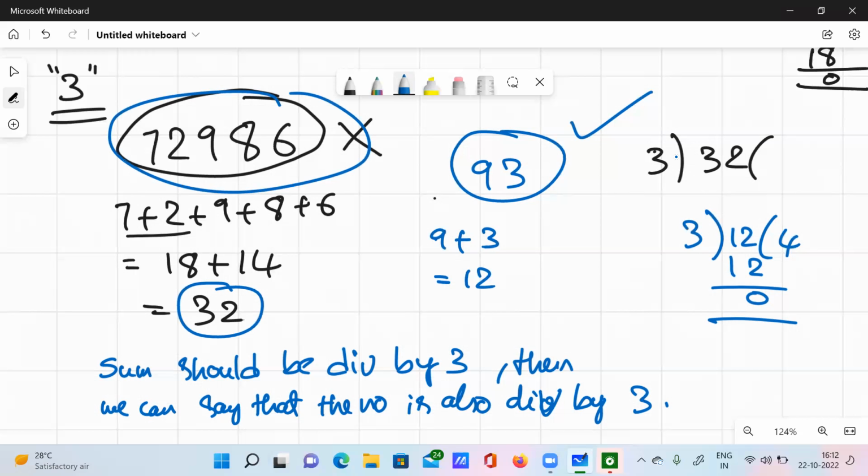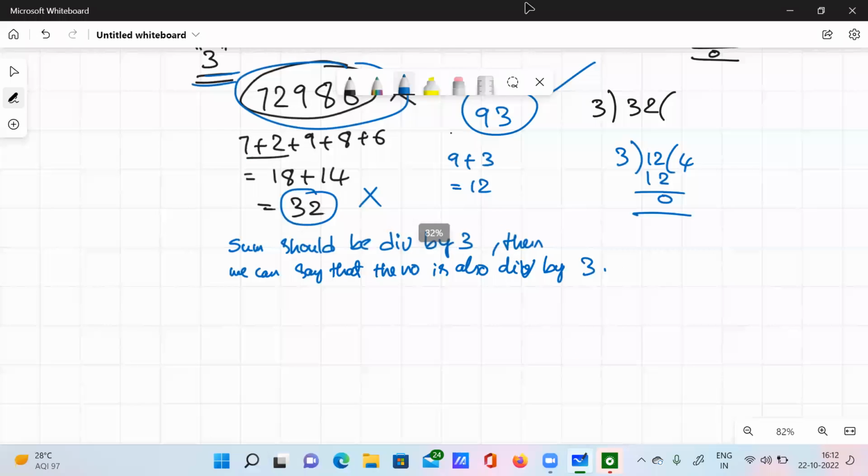In this case, it is not divisible. Why? Because 32 is not divisible by 3 here, right? But when you look at here, 12 is actually divisible by 3. So you can definitely say that 93 is actually divisible by 3 here. So this is the divisibility rule for the number 3, right? Okay, so let's move on to another rule.